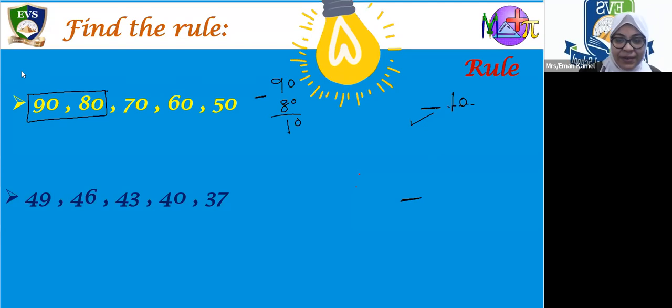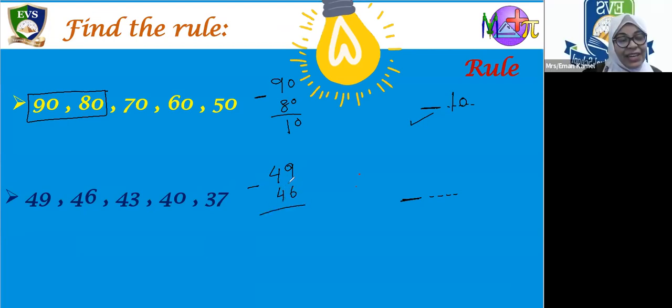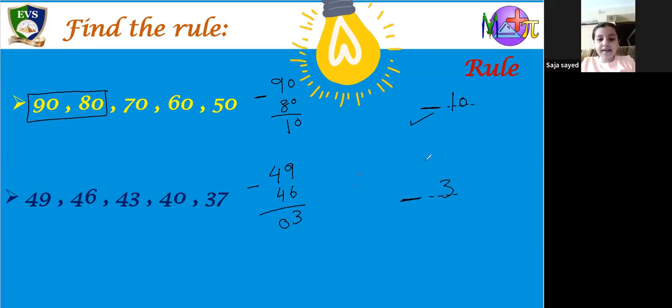I need someone to continue now. Saja? Yes, Saja? Here, 49, 46, 43, and so on. Okay? I want to know, it's a minus what? I want to know the rule. 49. Excellent. Minus 46. Excellent girl. 9 minus 6, 3, and 4 minus 4, 0. So it's 3. Minus 3. Okay, great. Thank you so much.